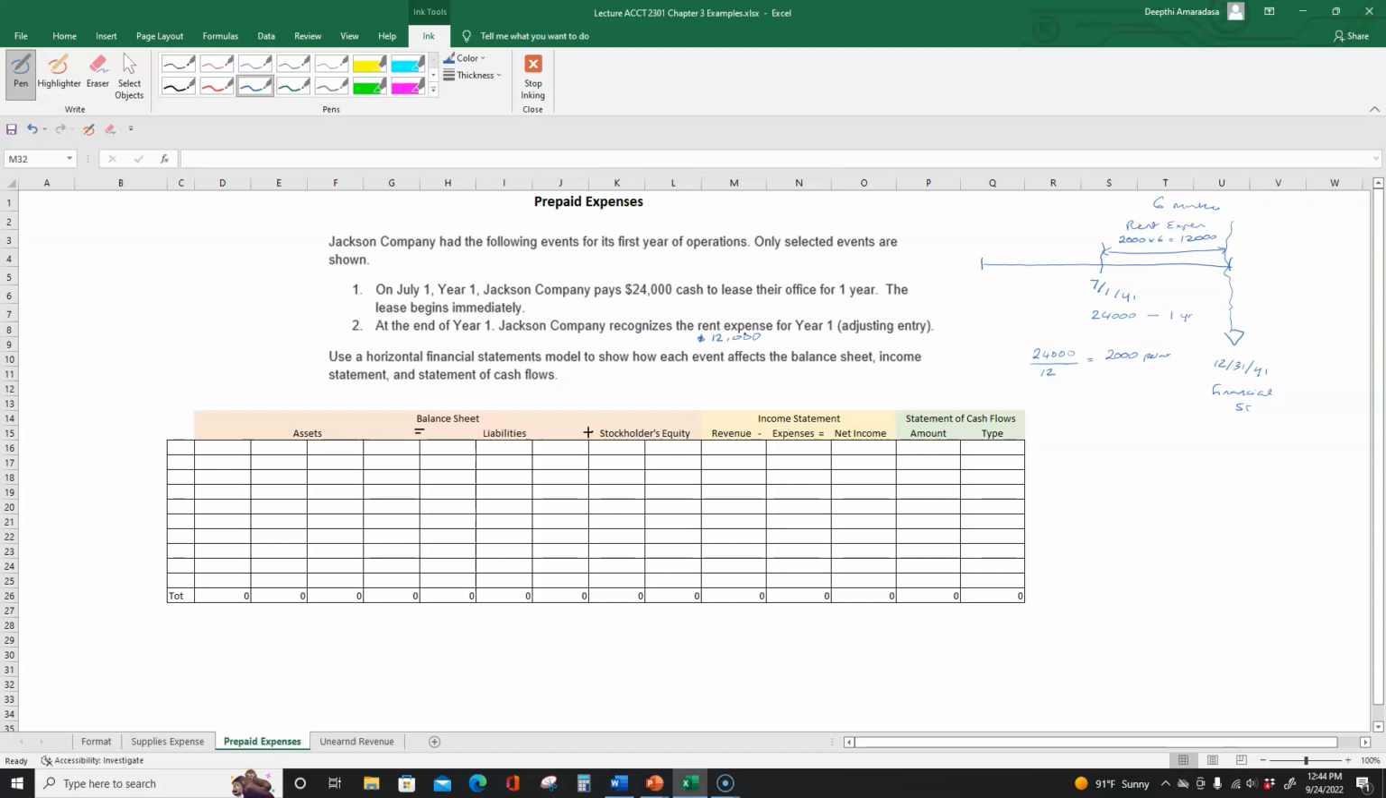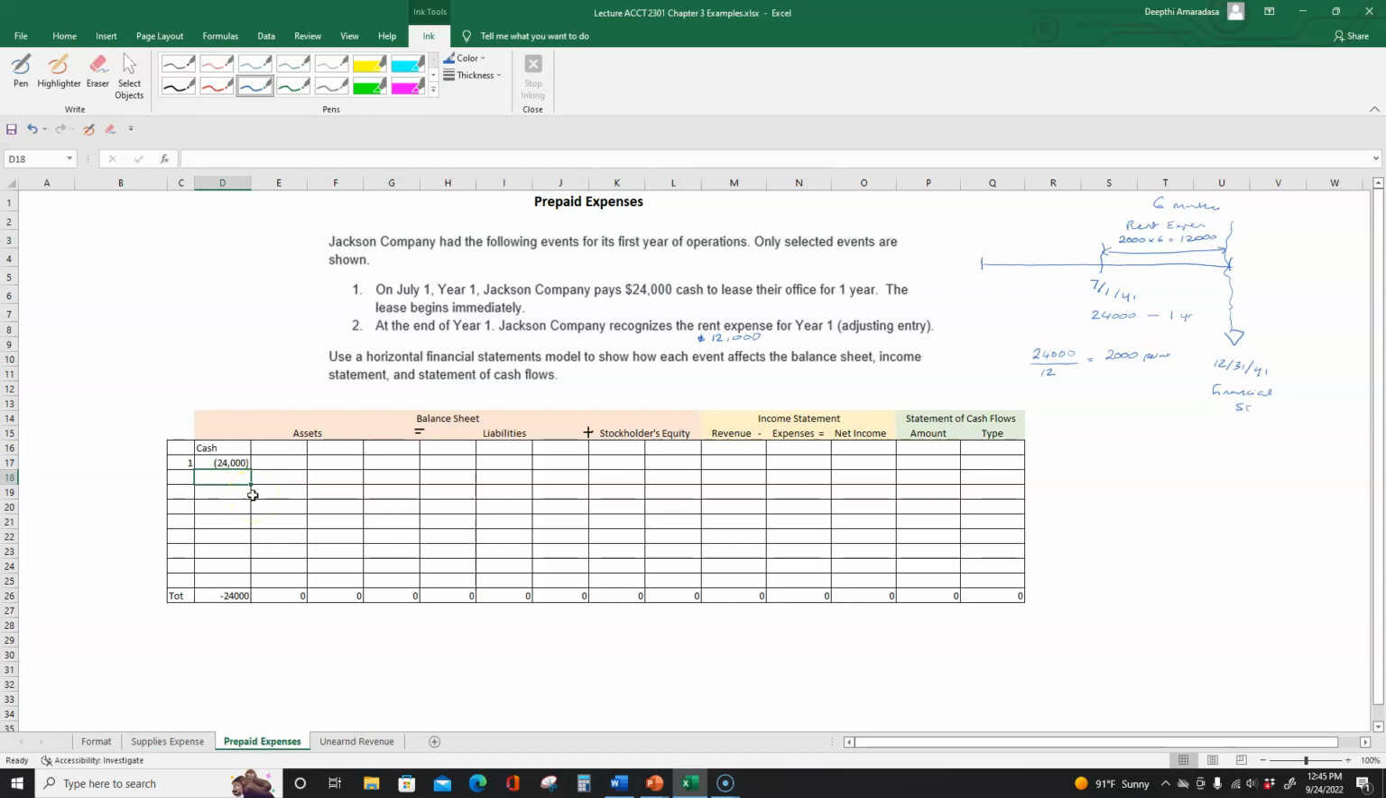I'm going to use Excel to do this because it's easier and it'll calculate the totals. So for transaction 1, it says on July 1st, year 1, Jackson Company pays $24,000 cash to lease their office space for 1 year. How does this transaction affect the balance sheet? We know that cash is affected, so I'm going to have cash. What happened to cash? Cash decreased by $24,000, so I'll put cash as a negative number.